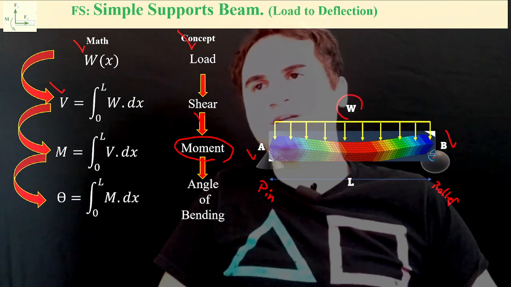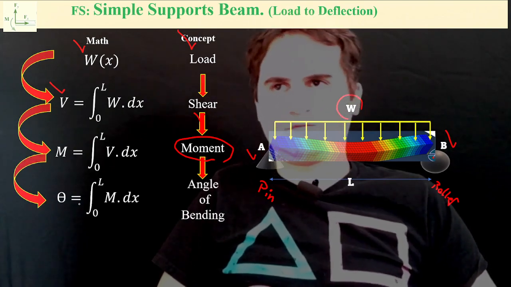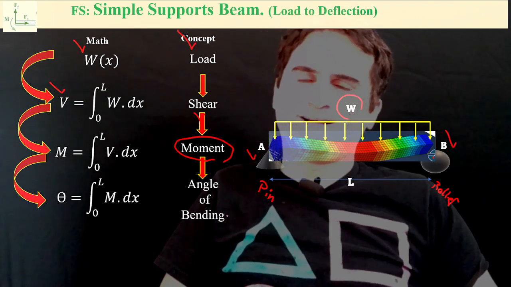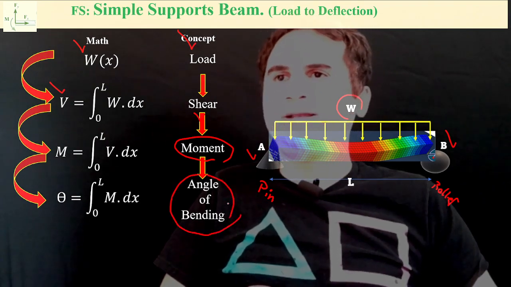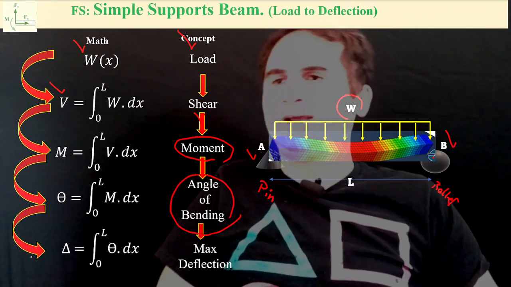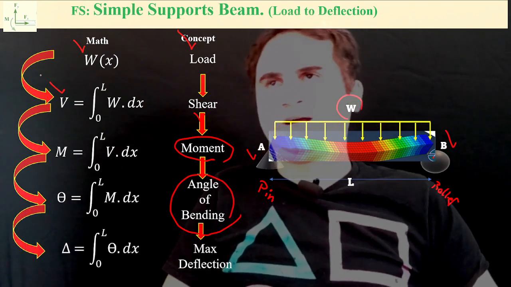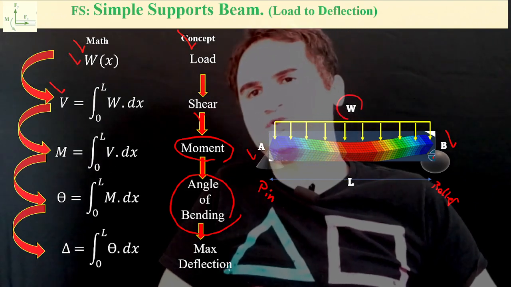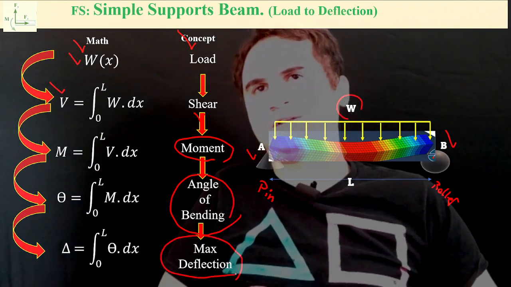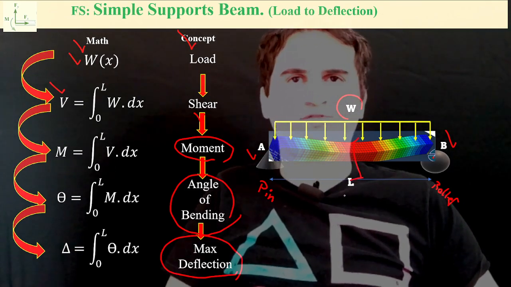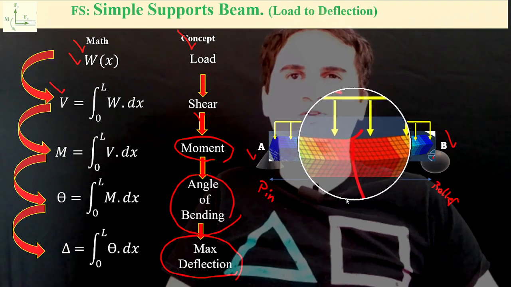And if you integrate the moment once more, it gives you the angle of bending, which is theta, from 0 to L. And also, with four consecutive integrations from the load, you can reach the maximum deflection. We want to calculate the maximum deflection. Definitely, due to symmetry, it happens at the center of the beam, as you can see.